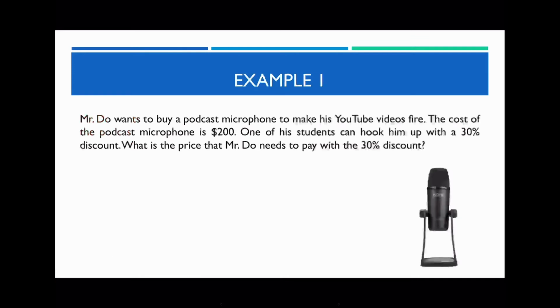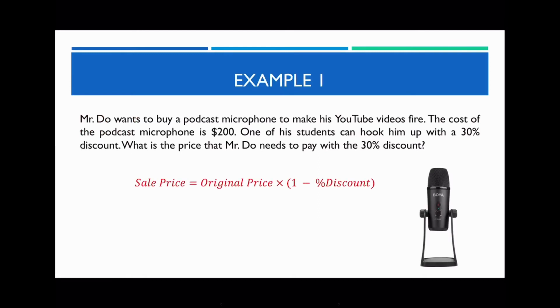So let's look at an example. Mr. Doe wants to buy a podcast microphone to make his YouTube videos fire. The cost of the podcast microphone is $200. One of his students can hook him up with a 30% discount. What is the price that Mr. Doe needs to pay with the 30% discount?